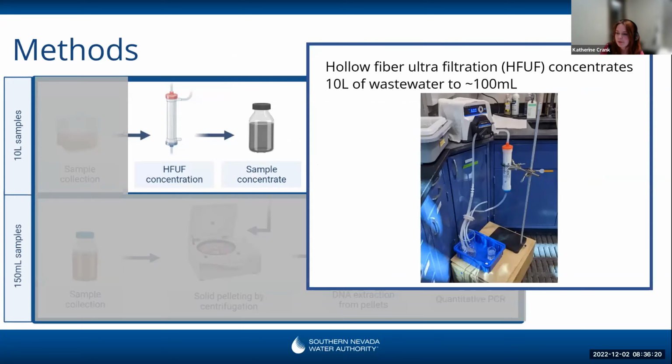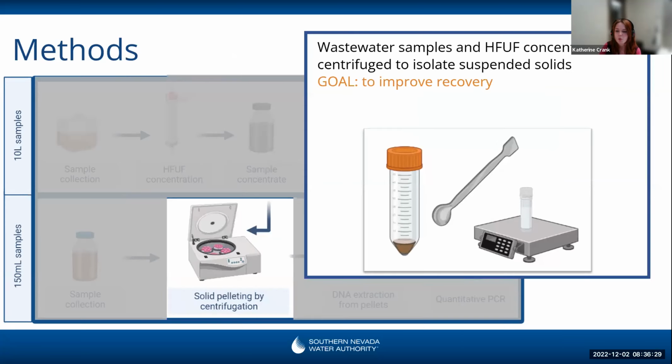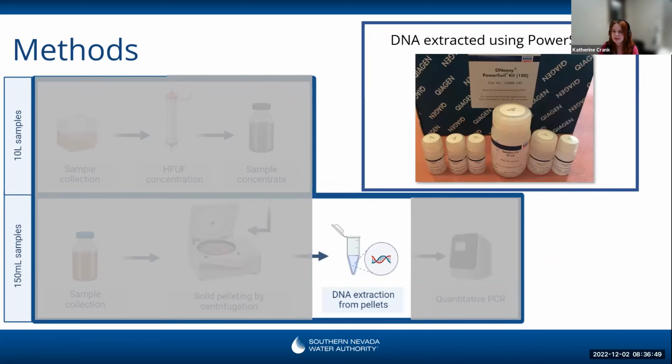For the 10-liter samples, we concentrated the sample down to approximately 100 milliliters using hollow fiber ultrafiltration. We then centrifuged both the raw 150 milliliter samples and the HFUF concentrate samples and poured off the supernatant to separate out the suspended solids. We then transferred a small amount of the pelleted solids to our extraction kit, the Power Soil Extraction Kit, and extracted the DNA from the pellets.